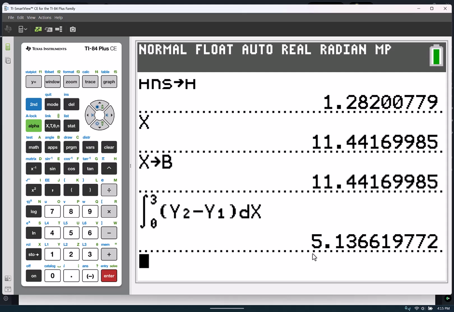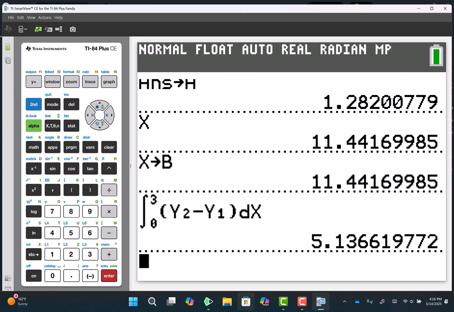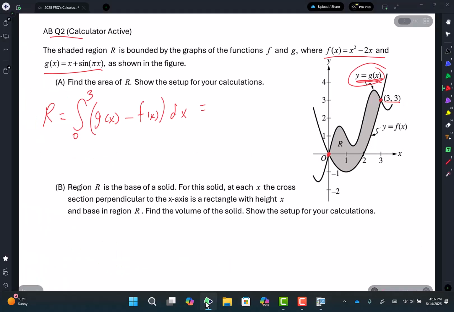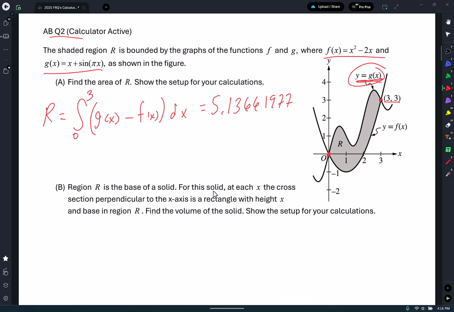Did you get the same values, Montanes? 5.1366? Let me know if we didn't. You got them? Okay. So here we go. I'm going to come in and put an equal sign. And what does that equal? 5.1366. Okay, all right, we're good. We're real good. How do we feel? That's f of x there.